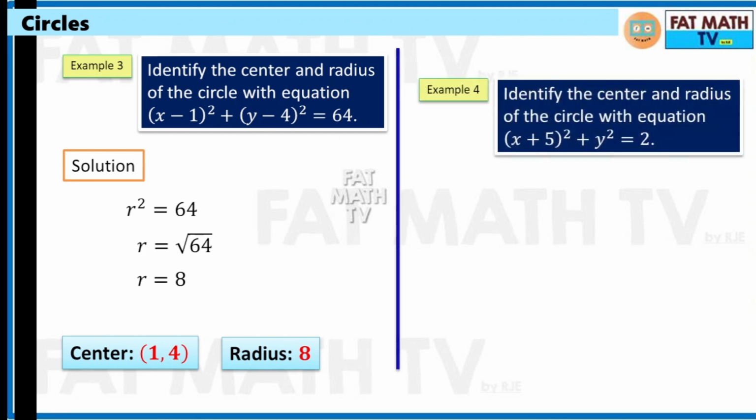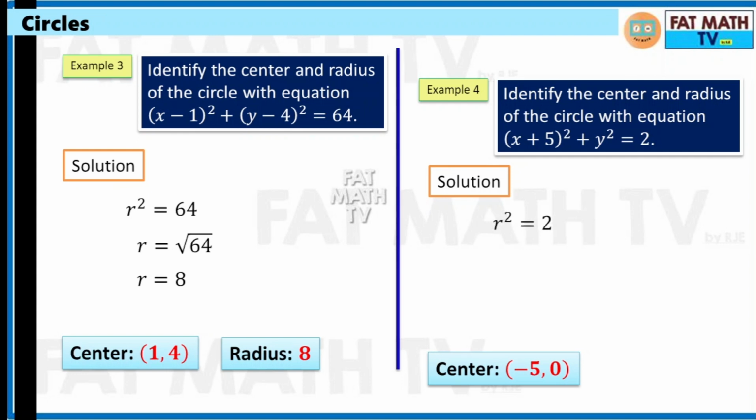Number 4. Identify the center and radius of the circle with equation x plus 5 squared plus y squared equals 2. We can easily identify the center. h here is negative 5. The k here is 0. So the center is negative 5, 0. And then for the radius, just extract the square root. Square root of 2, you can no longer simplify that. So that will be your answer. Square root of 2.